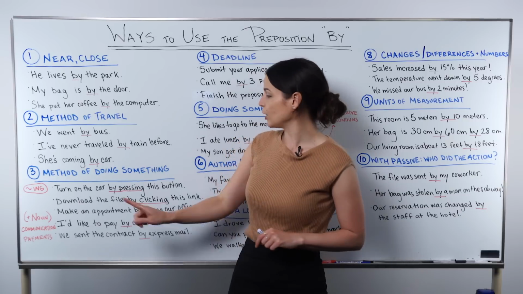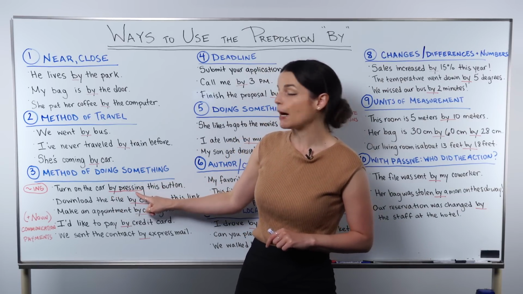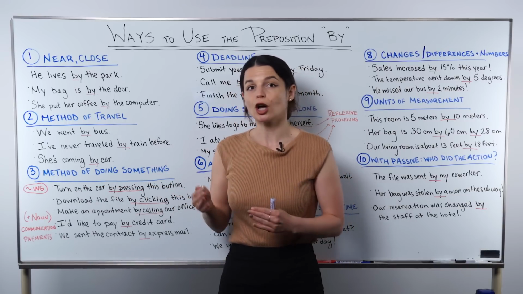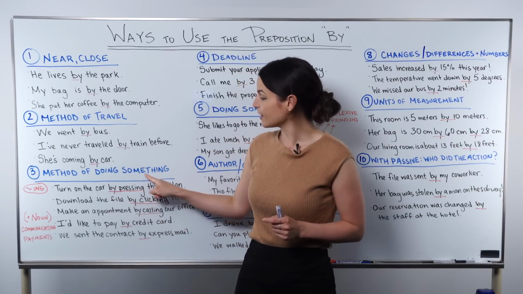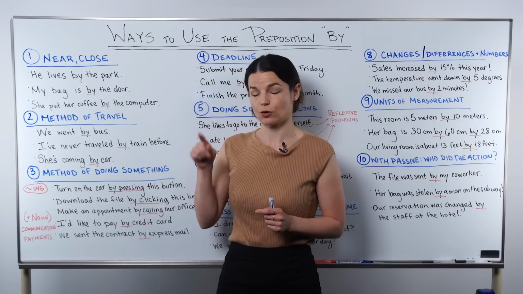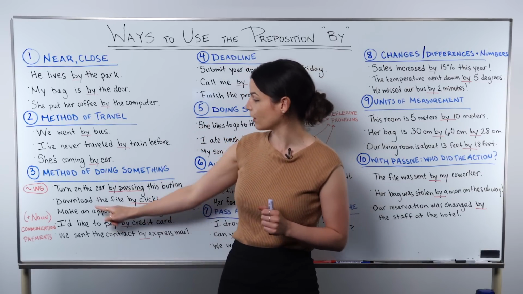In this situation, we have by before this ing word, by pressing. This sentence is saying you can turn on the car if you do this action. So this part here is telling us the method of turning on the car. Turn on this car by pressing this button. Let's look at another example.